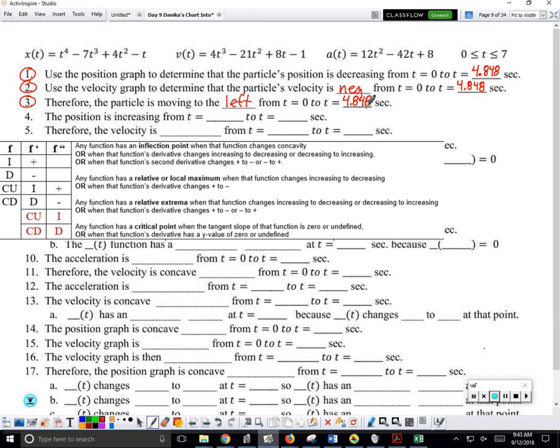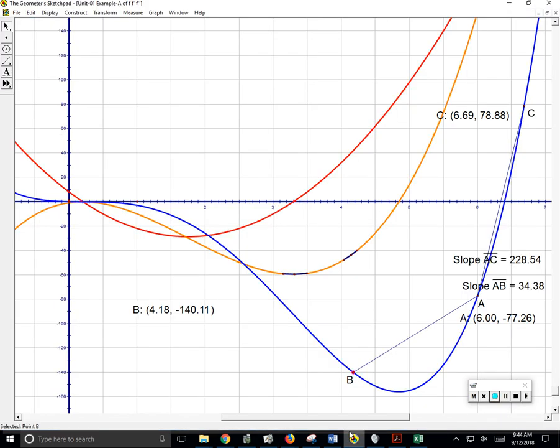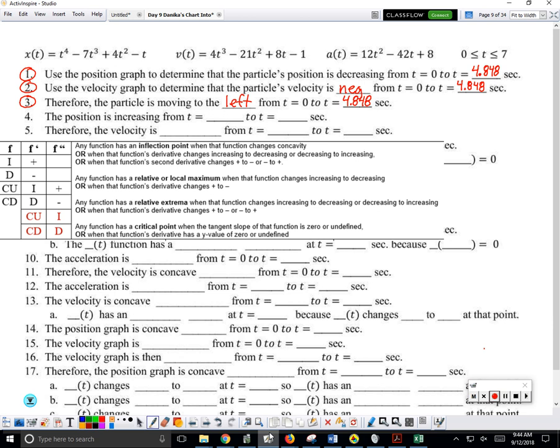Cool. Next one. Okay, question 4, I'm going to switch colors because we're now changing the general thought. The position is increasing from time what to time what? So I look at the graph, and pretty straightforward. Starting at 4.848, and then we'll just stop at 7. The position is increasing. So I make a note of that. So that's where the position is increasing.